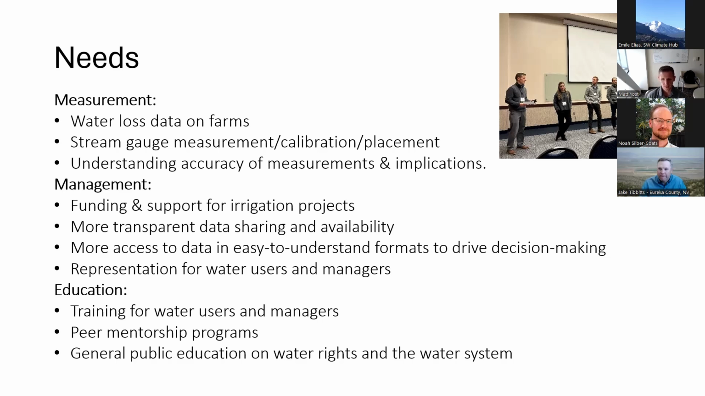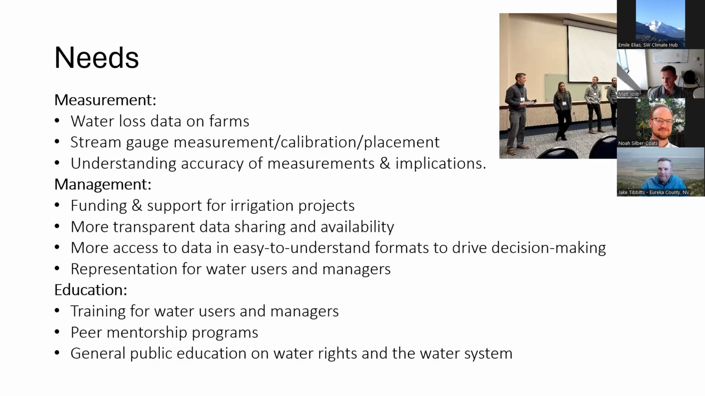And finally, we heard a lot about education needs, a need for greater training for both water users and managers. How do they improve their water management and measurement? Some have suggested peer mentorship programs where maybe one irrigation company could go spend time with another irrigation company and learn about how to better measure water.